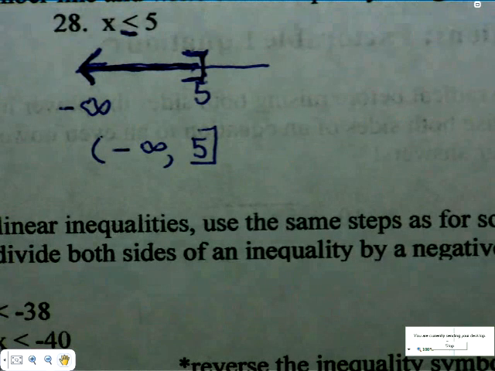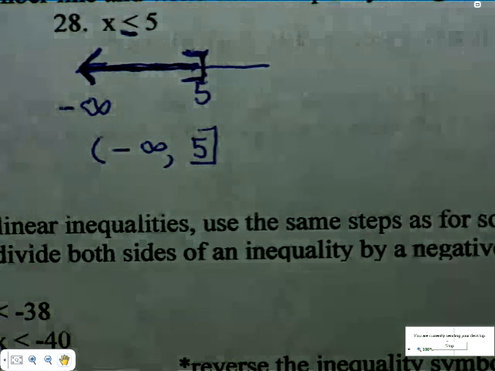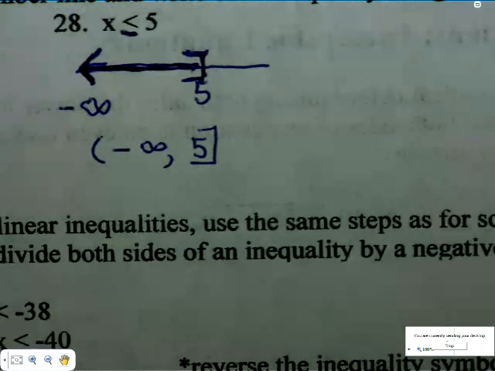One other thing about interval notation, it should always be smallest to largest. You wouldn't write 5 to negative infinity. You write it left to right, just like it comes on the graph.